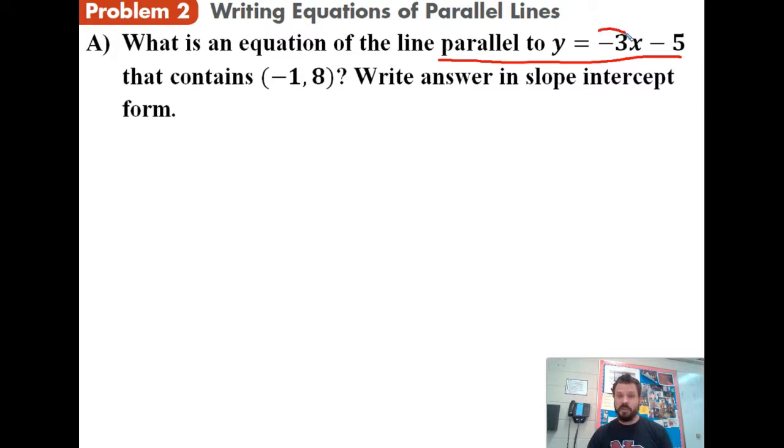If I want it parallel to, like we said, it's going to have the same slope, meaning that my m, my slope for this equation, will just be negative 3.